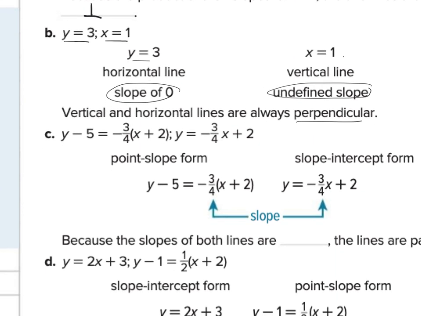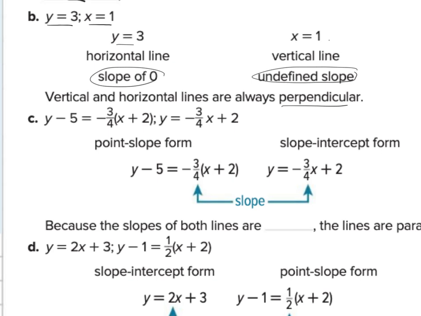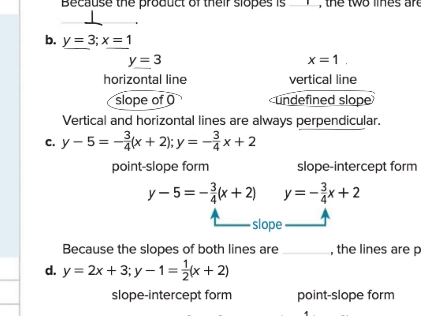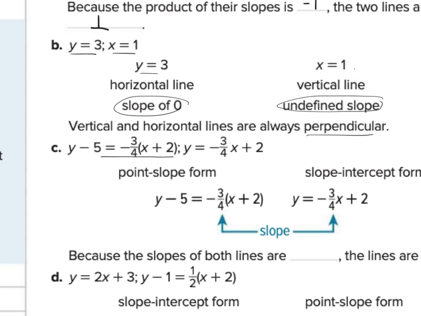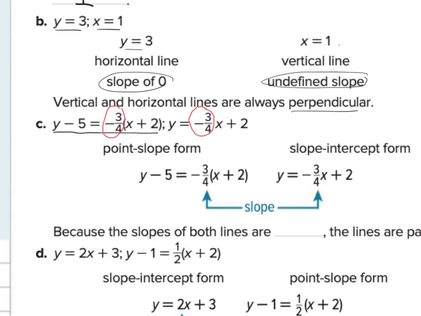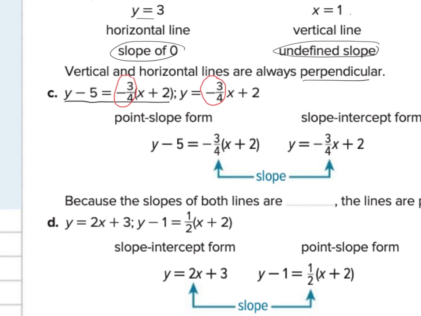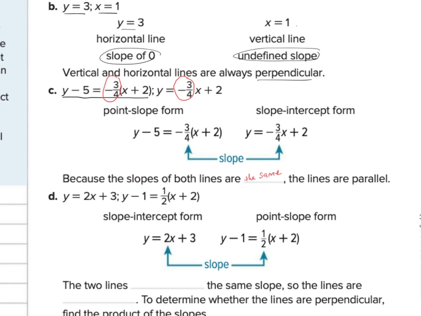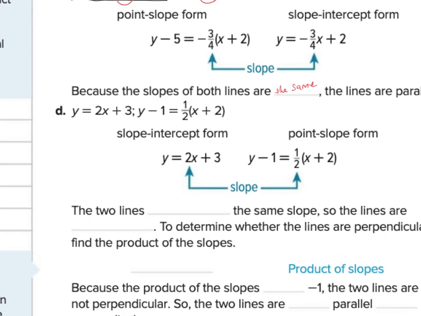Let's see in this next example, they've given us some equations and they've identified it here, but I see point slope form. This is point slope form, and I know that my slope is right there in my equation. I know that for slope intercept, my slope is right there. And those two are the same, so because the slopes of both lines are the same, the lines are parallel.